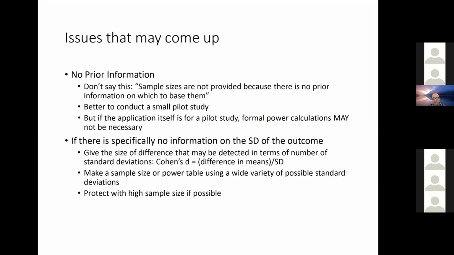Whenever in doubt, I think protecting yourself with a higher sample size if possible is a good idea. And again, the caveat is you don't want to go too large because you don't want to be wasting resources. But in the case where there's not sufficient prior data, that can be a defensible strategy, because it's not wasting resources if you just don't have the information you need. And then you really want to be able to say, well, we did this study and it's conclusive because we had a large enough sample size to say that there is no difference of this size, for example.